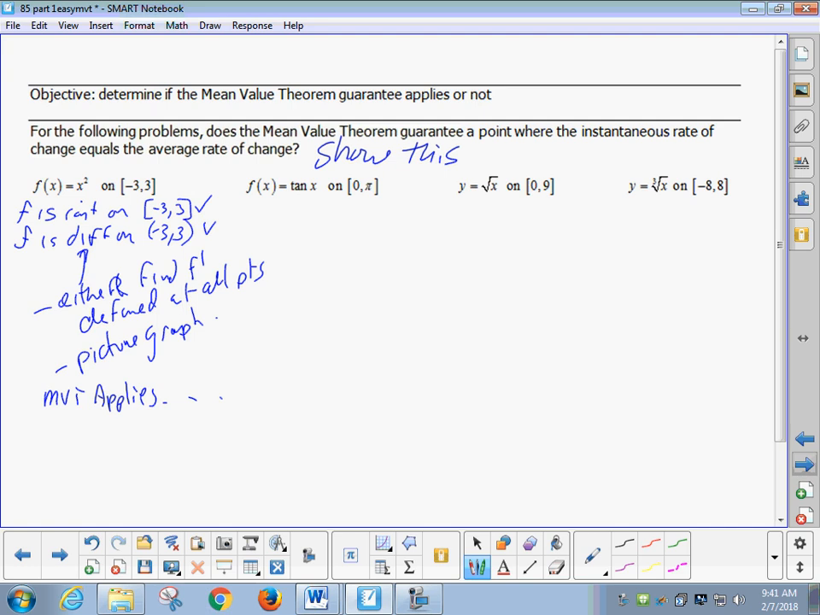Okay? That's what I want you to do. Show that either those two are met or not met, and then decide if the MVT then will apply or not apply, which is to say there is a place where the slope's going to match or not. Try that. We'll go over it in a minute.